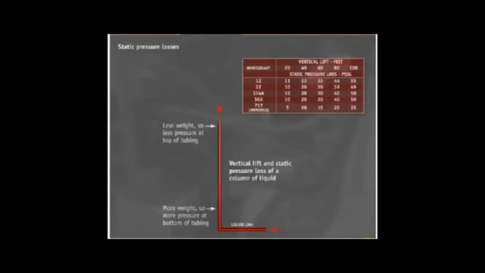Static pressure losses occur in the liquid line whenever liquid has to flow uphill through vertical piping. A vertical column of liquid naturally has more pressure at its bottom than its top due to the weight of the entire column of liquid.